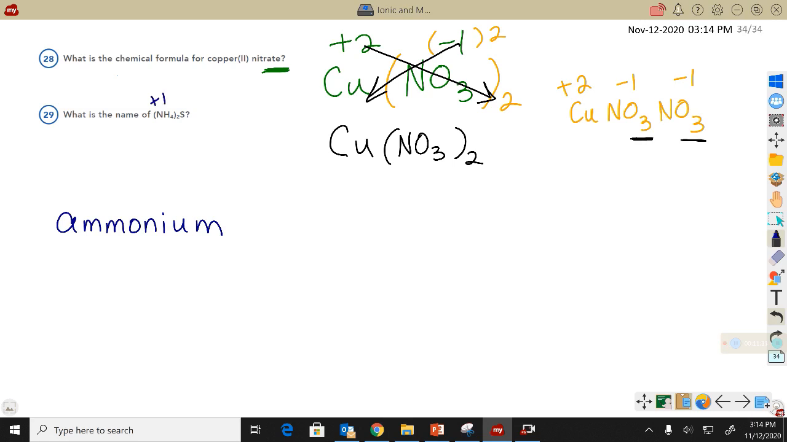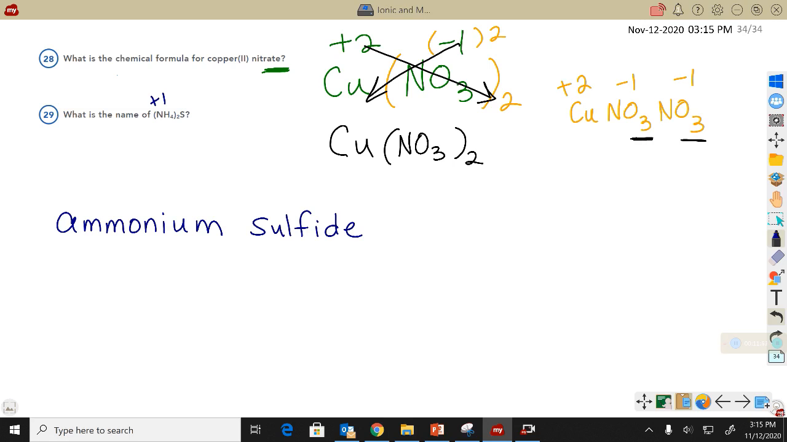Then on the back side, I see S. Just regular S is sulfur. And when I have just the regular element, but it's a negative ion, the ending turns to IDE. This is ammonium sulfide. It smells terrible. Ammonium sulfide, super stinky compound. It's like a white crystal. But you open up the bottle and whoa, knocks you over.